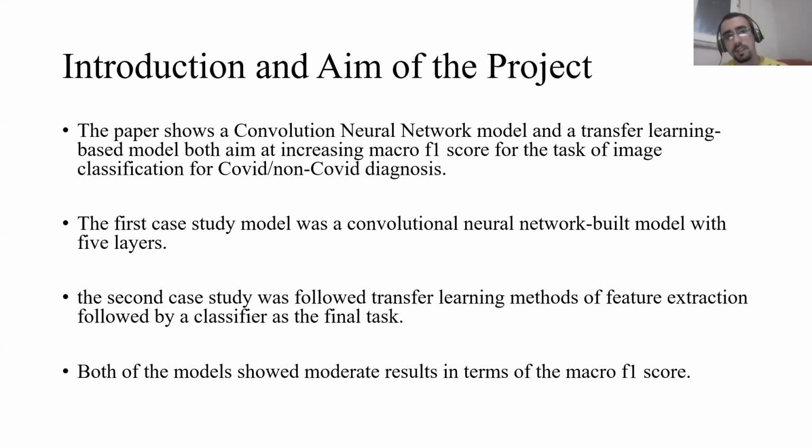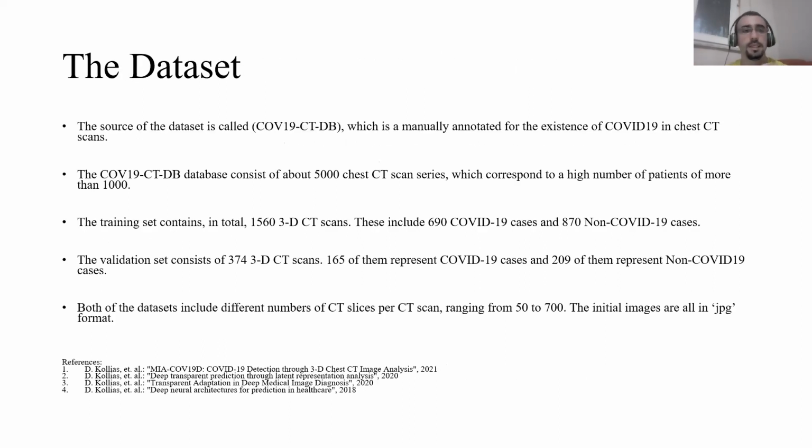Both of the methods aimed at increasing the macro F1 score for the task of image classification for COVID and non-COVID diagnosis. The first case study module was a convolution neural network built with 5 layers, and I'll get to that later. The second case study followed transfer learning methods of feature extraction, followed by a classifier to finish the final task. Both of the modules showed moderate results in terms of the macro F1 score, which is the ultimate aim of the work. Perfect.